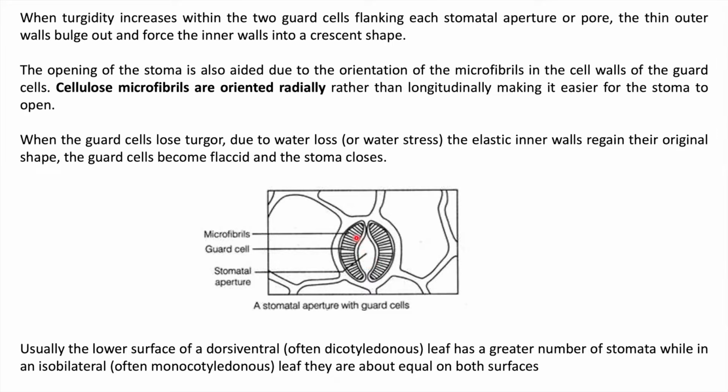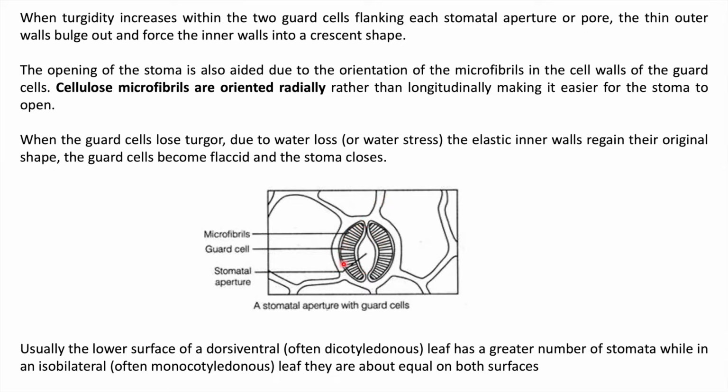You can see these radially oriented structures present on the guard cell. These are called microfibrils. These are made up of cellulose. These microfibrils also help in opening of the stoma. They are radially oriented, not longitudinally oriented. If they were in longitudinal orientation, then stoma opening would be difficult. So naturally these are radially oriented.